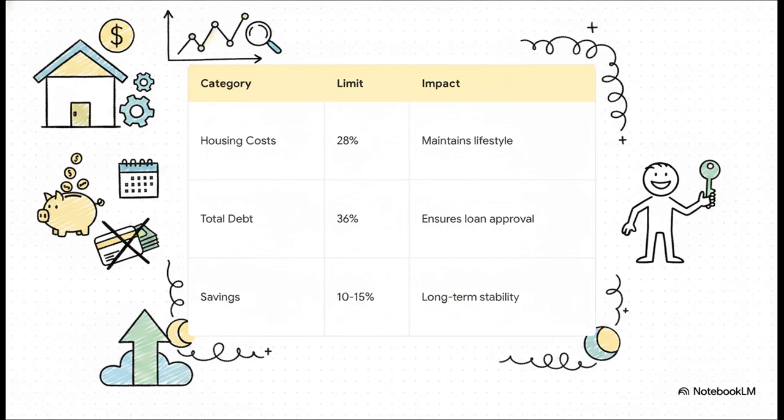Keeping housing at 28% maintains your lifestyle balance. Capping total debt at 36% ensures your loan actually gets approved by the bank. And critically, it ensures you still have 10 to 15% left over for savings and retirement. Using the calculator is how you guarantee your home remains a comfort and never, ever becomes a financial burden.